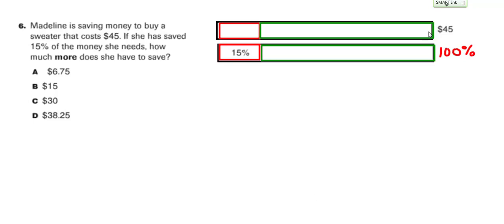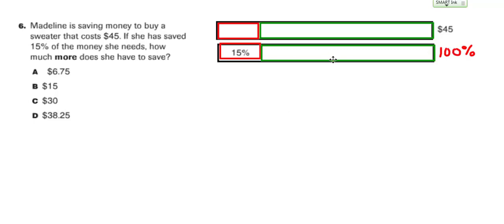The price of the sweater is $45. That's the entire amount that she needs. It's telling us that she saved 15%. This little box here represents 15%. Now we have to figure out what that dollar amount would be because all of it would be $45. All of it in percent means 100%. So there's a couple of ways we might tackle this.